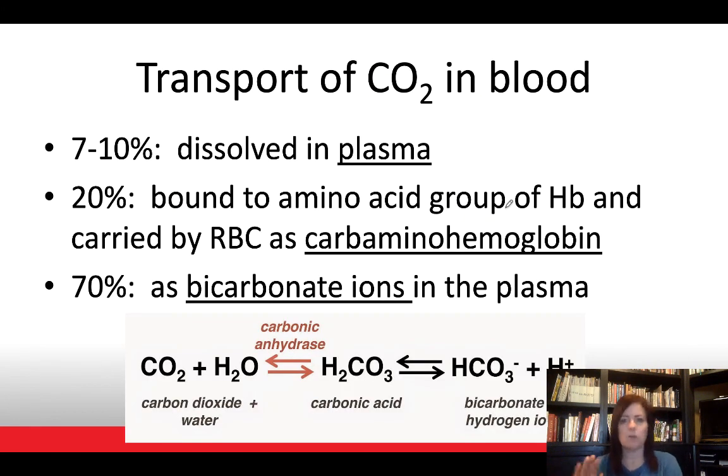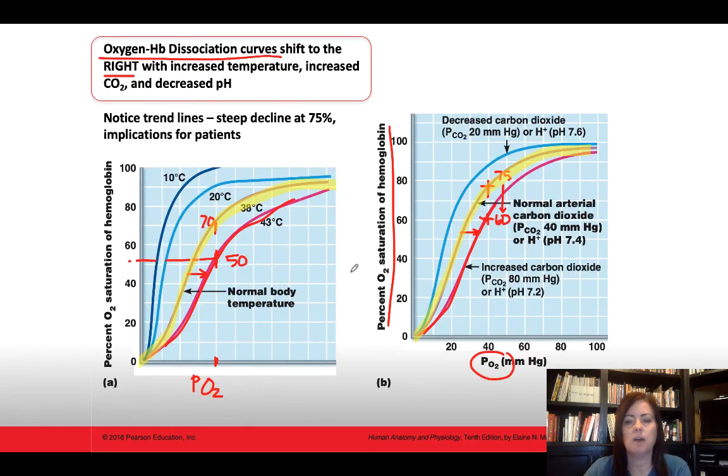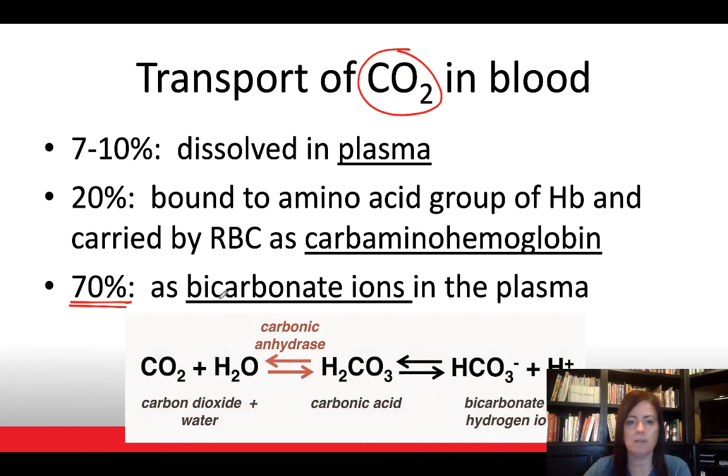Okay, last thing that we're going to talk about here is how carbon dioxide is transported in the blood. So a couple different ways. Most carbon dioxide, 70% of carbon dioxide, is transported as bicarb in the plasma. So that's what we see here. Basically, when carbon dioxide enters the bloodstream, it's going to combine with water and form carbonic acid. So these two combine to form H2CO3, which is carbonic acid.